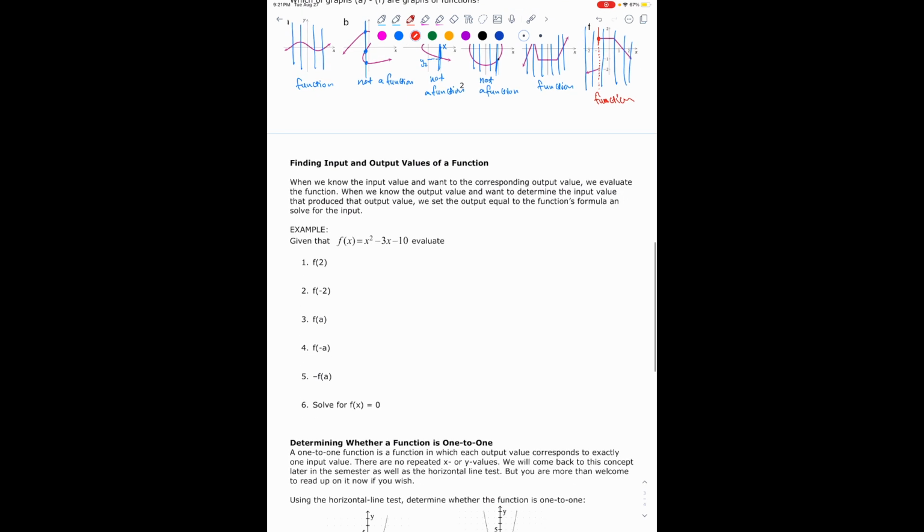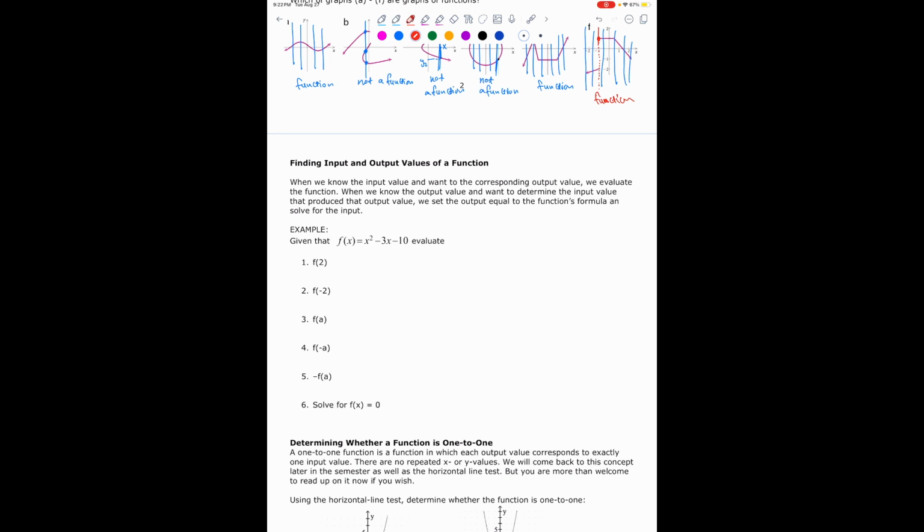Next, we're going to learn how to find the output values of a function. When we know the input value and we want to find the corresponding output values, we evaluate the function. When we know the output values and we want to determine the input values that produce that output value, we set the output equal to the function's formula and solve for the input.